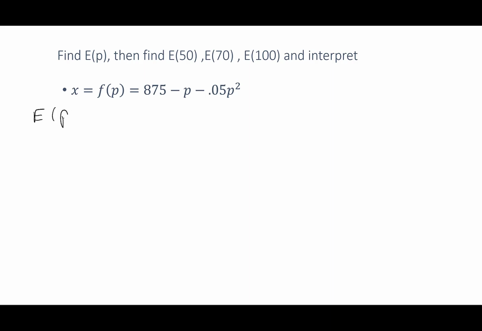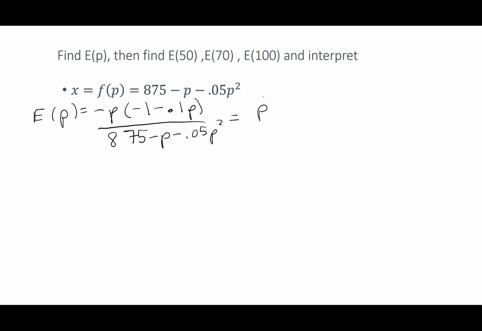Start with E of p is negative p times the derivative. The derivative of 875 is 0. Negative p gives me negative 1. Negative 0.05 p squared, the 2 comes down, that's negative 0.1 p, all over 875 minus p minus 0.05 p squared. To make this easier as we go, I am going to distribute the negative p. So negative negative is positive p, negative negative is positive 0.1 p squared, over 875 minus p minus 0.05 p squared.